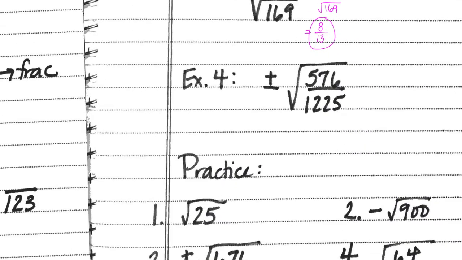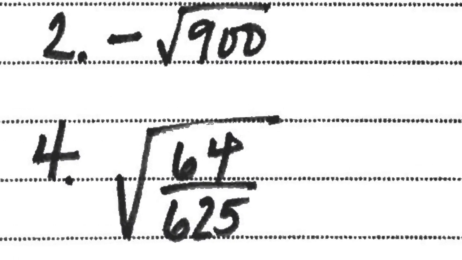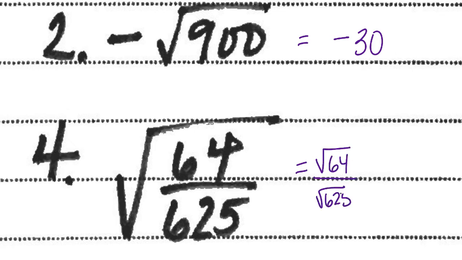All right, so we're just going to do a couple more here. We already did the 900, but what if there's a negative in front of it? We can just keep that negative. We already know that the square root of 900 is 30. All right, and number 4 is another one as a quotient. We know the square root of 64 and the square root of 625 can be broken up. The square root of 64 is 8.